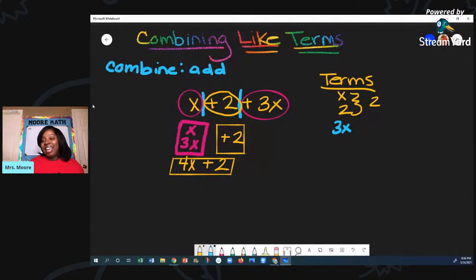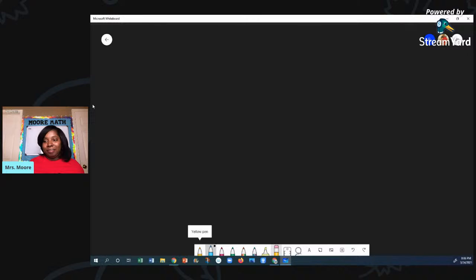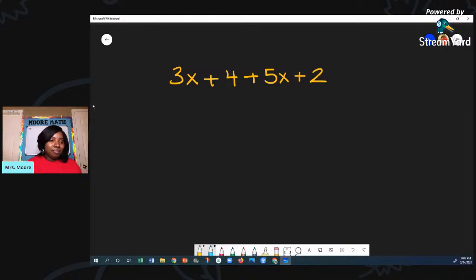So let's see if we can do another one, okay? All right, 3x plus 4 plus 5x plus 2. First things first, how many terms do we have? Well, let's see. I have 3x, I have 4, I have 5x, and I have 2. 1, 2, 3, 4. I have 4 terms.